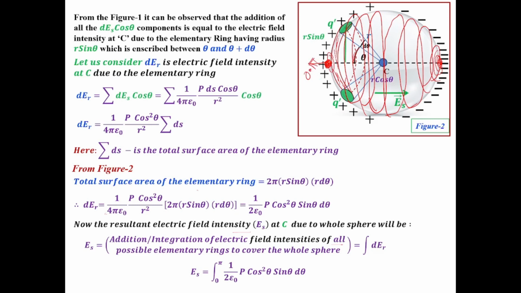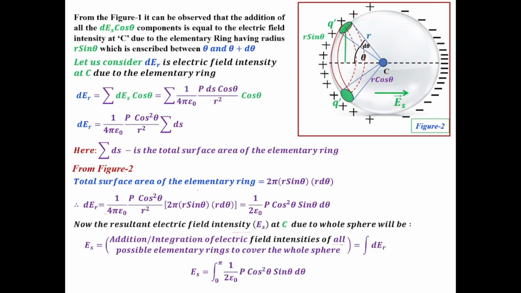Now whenever we move to larger and larger radius like this, this angle moves from 0 to pi by 2, then pi. So if this angle moves from 0 to pi, then we are going to cover all the area of this sphere. Okay, so the addition or integration of electric field intensities of all the possible elementary rings to cover the whole sphere means integration of this dE_R from 0 to pi.